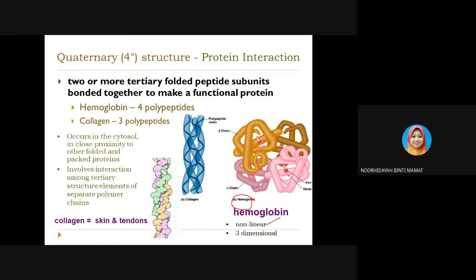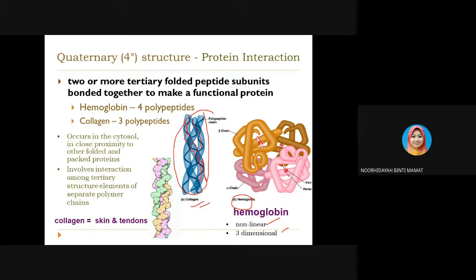They are non-linear. They are three-dimensional. The other example is collagen, which has three polypeptides. Inside it there is an alpha helix. So these are the three polypeptides that bond together to become collagen. Collagen is important for skin and tendons. This quaternary structure occurs in the cytosol in close proximity to other folded and packed proteins.